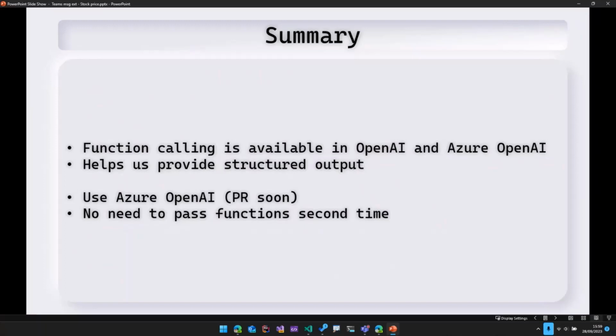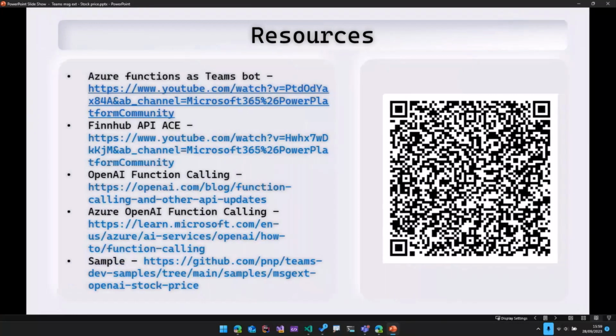So in summary, function calling is available in OpenAI and Azure OpenAI. It helps us provide structured output. This sample uses OpenAI, but there'll be a PR coming soon to use Azure OpenAI instead. And here are some of the resources that were used for this demo. And with that, I hand it back to David.